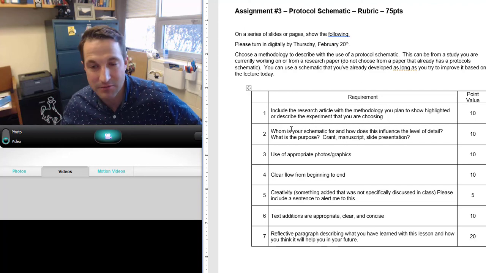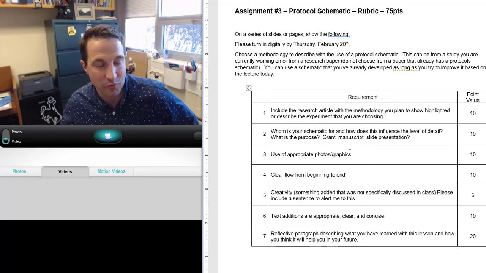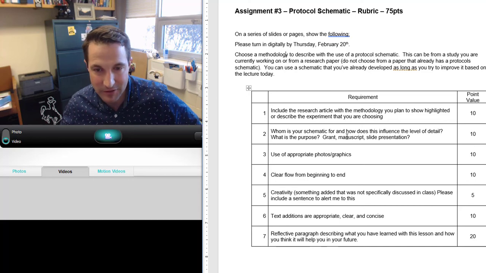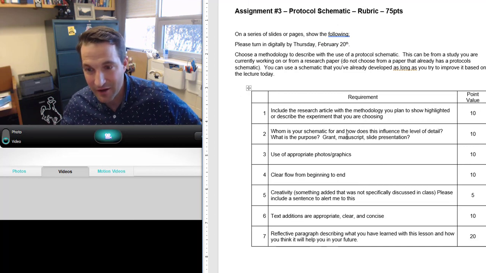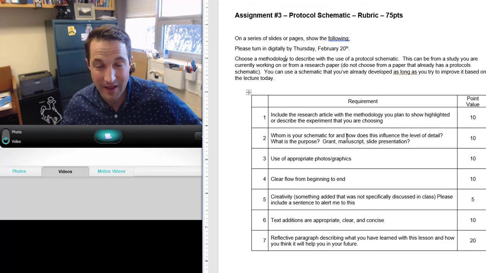Then tell us the purpose. What's the purpose of that? That's going to define the level of detail you go into with your protocol schematic. Is this for general population? Are you giving this presentation at the local YMCA for general population? Then I'm not going to really go into some of the depth of the controls that I'm using. Or is this something for my mentor that they're going to know if I'm doing things right or not? I want that extremely detailed then.